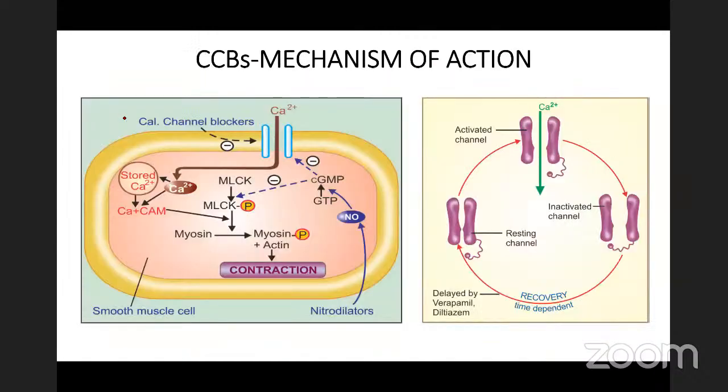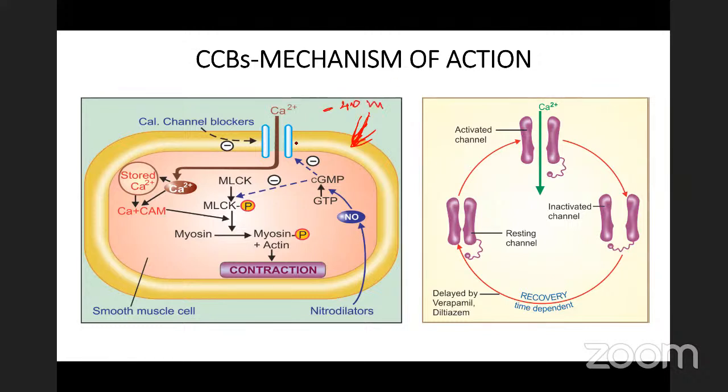Before going into that, what normally happens in the smooth muscle of the blood vessels? This is the diagram which shows the vascular smooth muscle. Inside the smooth muscle, what happens? The resting membrane potential of this vascular smooth muscle is minus 40 millivolts.